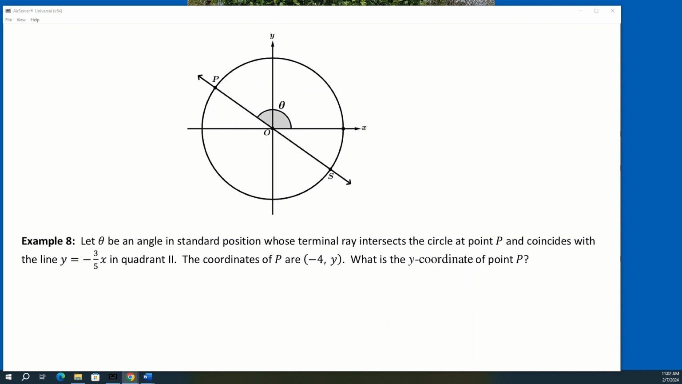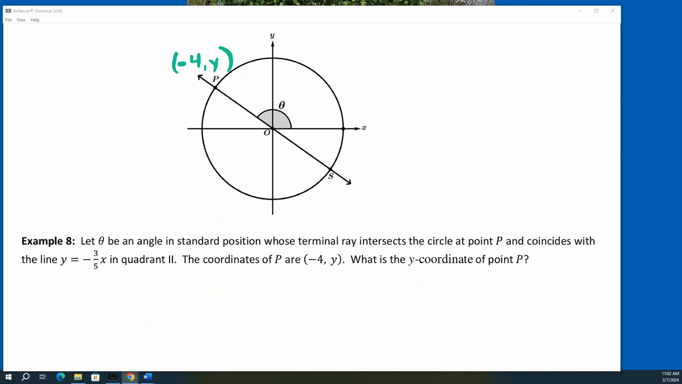Okay, so we're going to let theta be the angle in standard position whose terminal ray intersects the point P and coincides with the line y equals negative 3/5 x in quadrant 2. The coordinates of P are negative 4, y. So we know the x coordinate. We don't know the y coordinate, and that's what we're going to find.